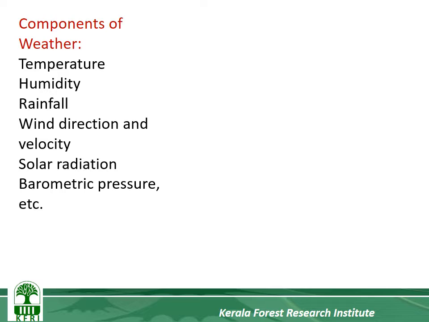Now we look at the different components of weather. There are a number of parameters that you have to measure to understand the weather, like temperature, humidity, rainfall, wind direction and velocity, solar radiation, barometric pressure, etc. So these are all weather parameters that are usually measured in a weather station.